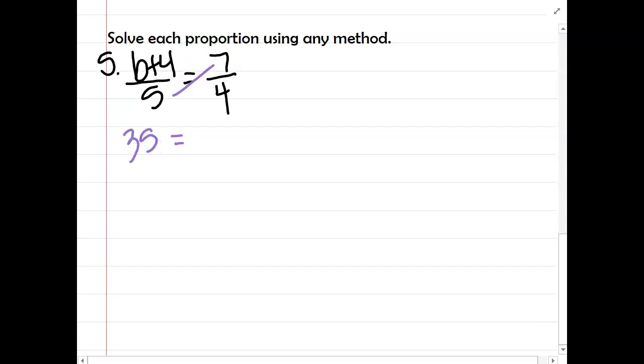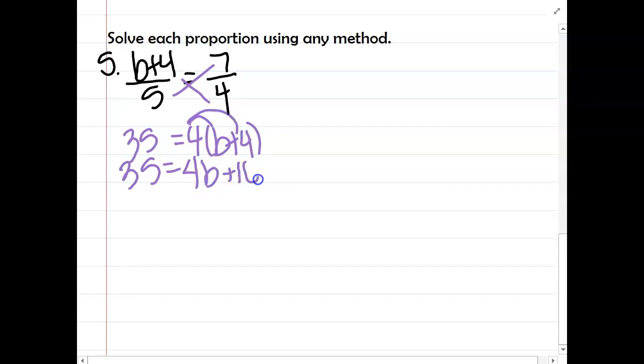That's the easy way. When I multiply up and across the other way, be super, super careful here because I have a b plus 4 over here. So I have to take 4 times the quantity b plus 4, the whole thing. So I'm going to have to distribute the 4. So the 35 equals stays the same. If I distribute the 4, we get 4b, and 4 times 4 gives you 16.